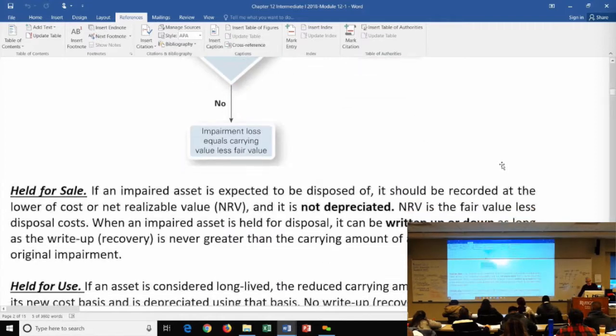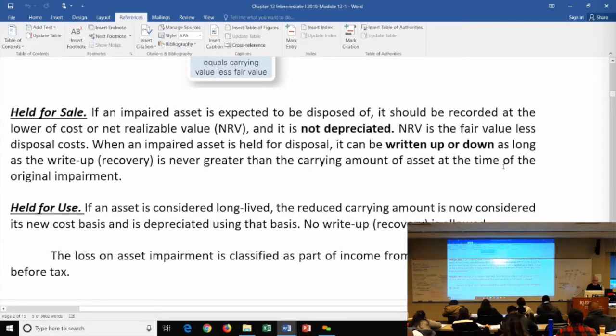Just a note on this, make sure you're very clear that if the asset is held for disposal, it's what you would have done for a discontinued operation. You can write the asset up again, but not above its carrying value. It's not depreciated if it's held for sale. If it's held for use, the lower value, and I'll show you some numbers in a second, becomes the basis for depreciation, and there's no further adjustment in fair value unless the asset is written down.